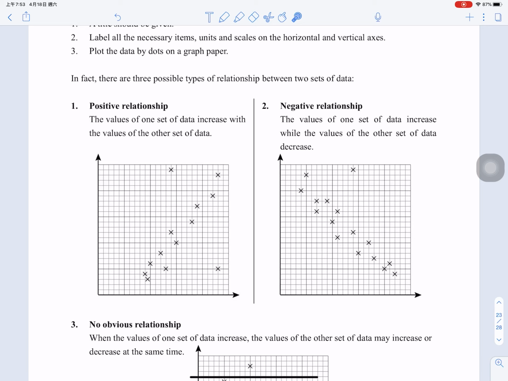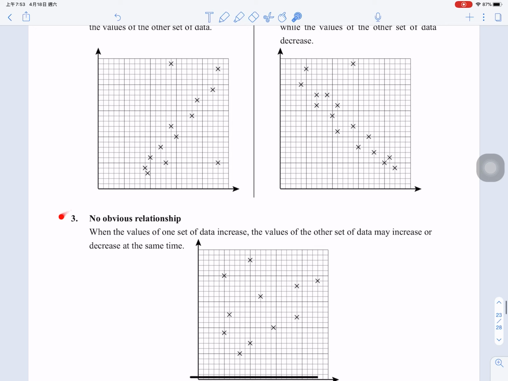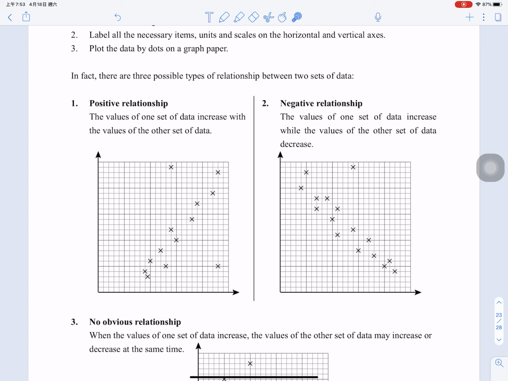There are three possible types of relationship between two sets of data: positive relationship, negative relationship, and no obvious relationship. What do these three relationships mean? Let's see. Positive means one set of data increases with the values of the other set of data. That means if A increases, B also increases. Then we'll have this trend. You see, the trend seems like this.